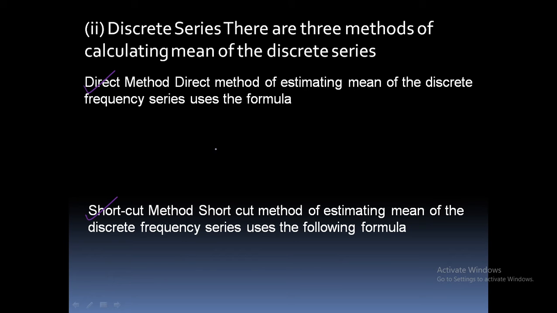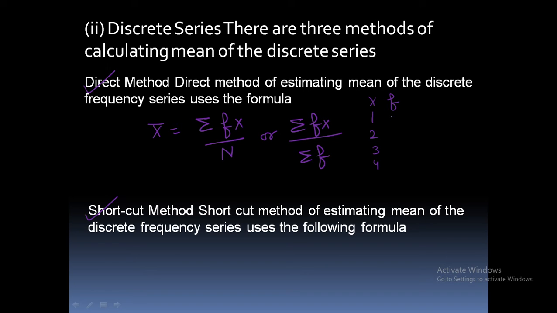In direct method, we use this formula: mean is equal to sigma fx over capital N, or sigma fx over sigma f. That means here we take f for frequency. For example, we have given x series 1, 2, 3, 4 and frequency is given 2, 3, 1, 4. This is 3 or 2, 5, 5 plus 1, 6, 10. This is known as sigma f.